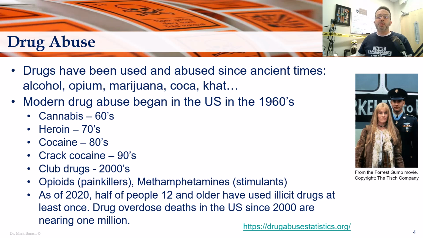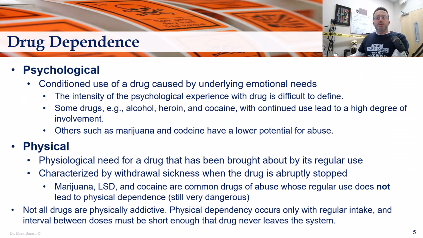And as of 2020, half of people 12 years old and older have used illicit drugs at least once. Since the year 2000, drug overdose deaths in the United States are nearing 1 million people, which is just an astonishing number. So the nature of drug abuse and addiction is based on psychological and physical needs.